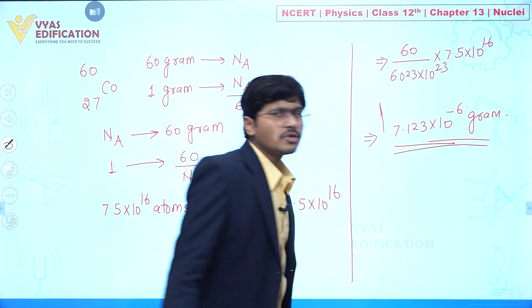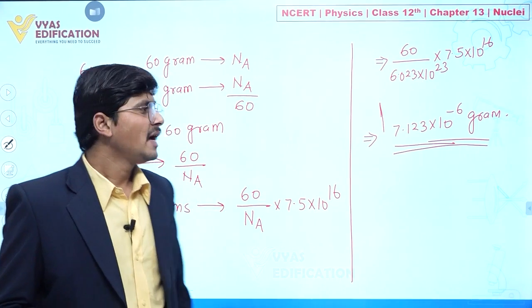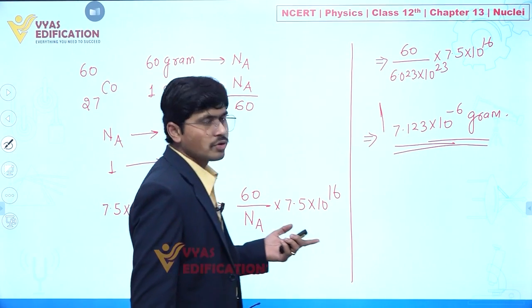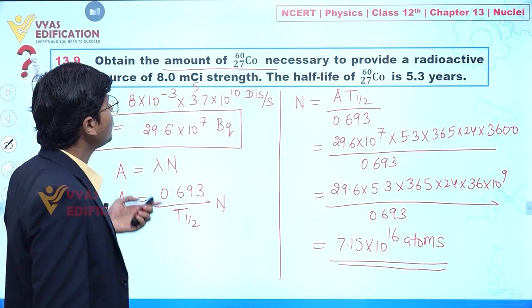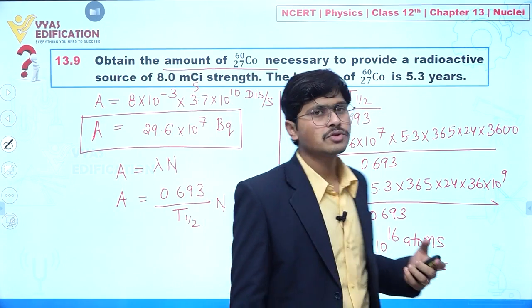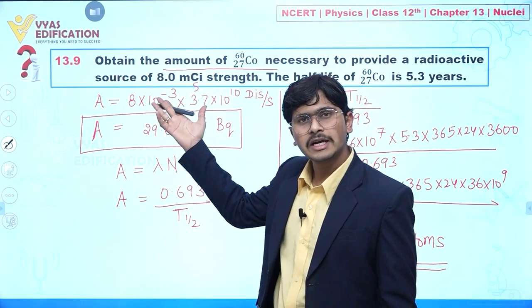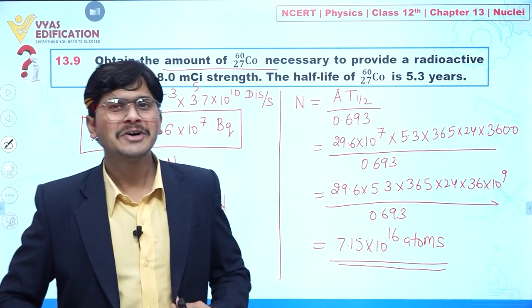So from this question, what are we learning? Actually this much amount of 27 cobalt 60 is required if we want to provide a radioactive source of this much strength. Clear to everyone? So this is all about this question.